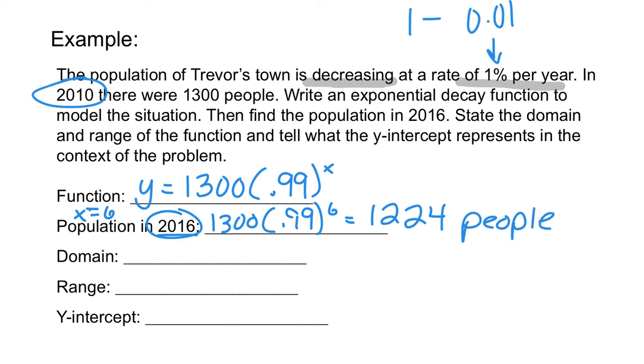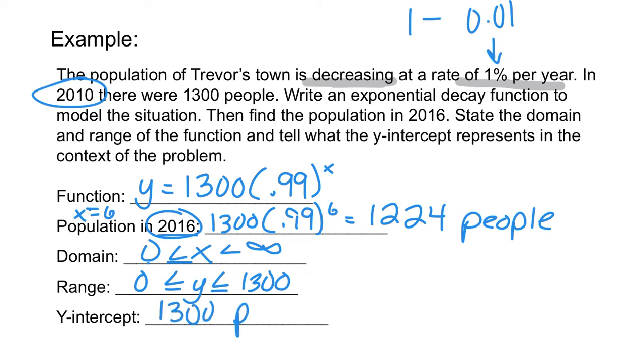Now let's look at domain and range for this function. So remember, with exponential functions, domain is always time. So time can go on infinitely. So that means X can approach infinity, starts at 0. The range, though, the number of people in the town cannot go on indefinitely. Since it's decaying, the fewest people they could reach is 0. The most people they have is 1,300. And then the y-intercept is our 1,300 people they started with.